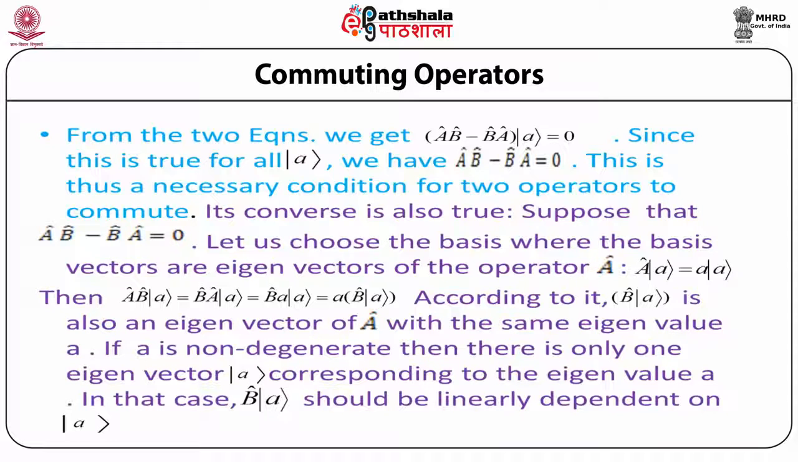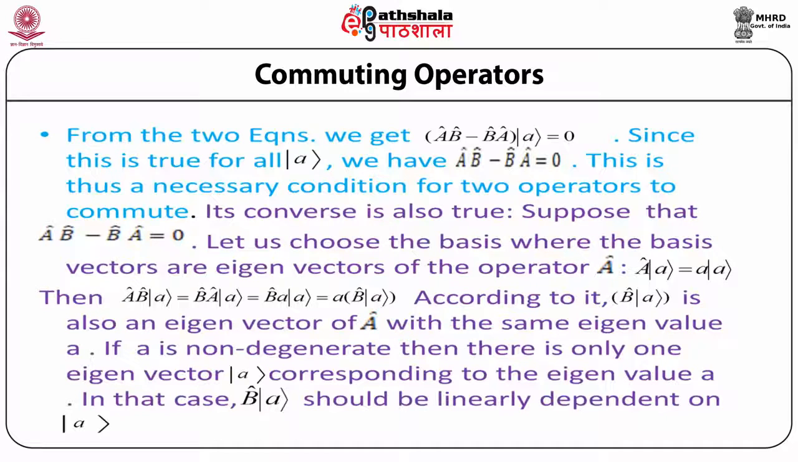So let us suppose that AB minus BA is equal to 0. And then let us choose the basis where the basis vectors are the eigenvectors of the operator A, such that operator A acting on ket |a> is equal to a times ket |a>, where a is the eigenvalue corresponding to operator A acting on the ket |a>.